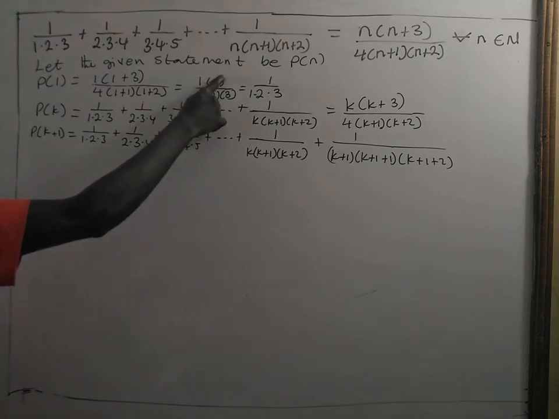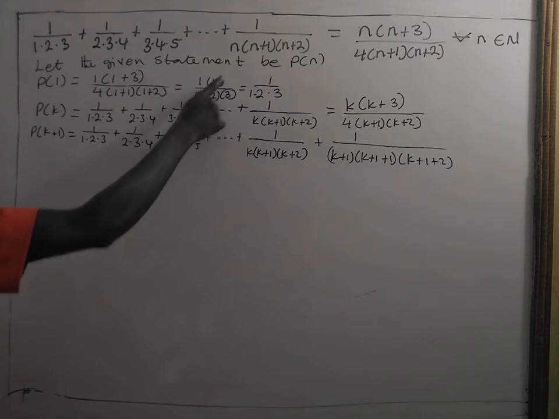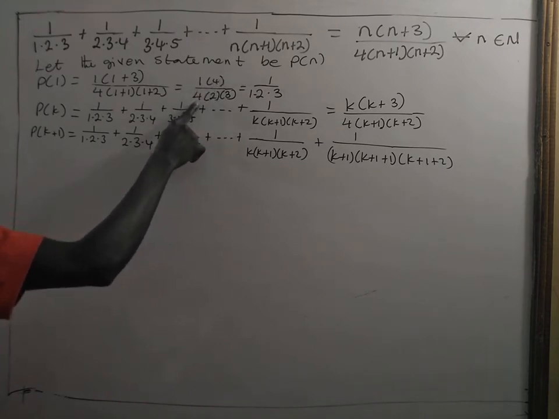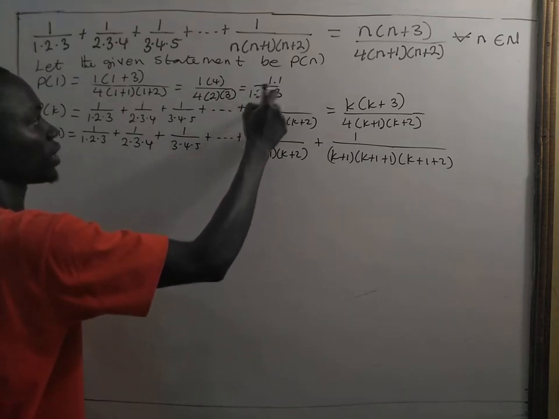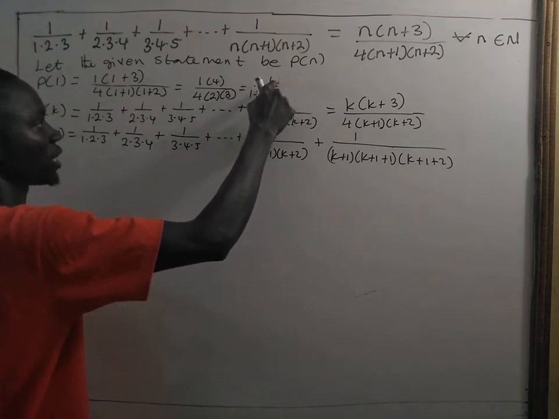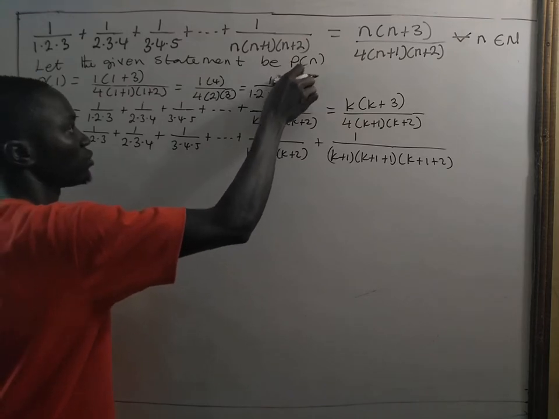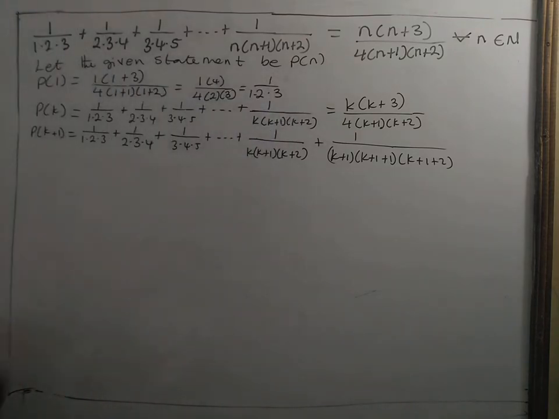Here 4 divided by 4, 4 cancels, so we have 1 here. And here too, we have 1 here. 1 times 1 is 1. That is why I didn't bring this one.